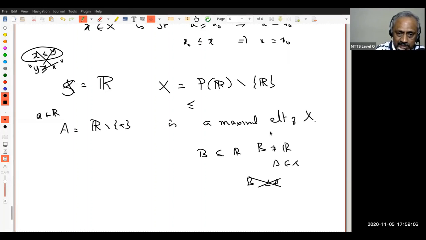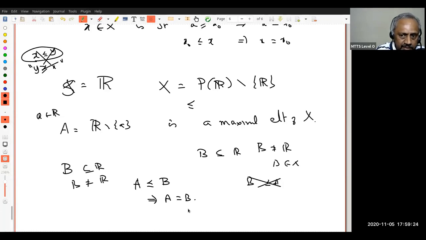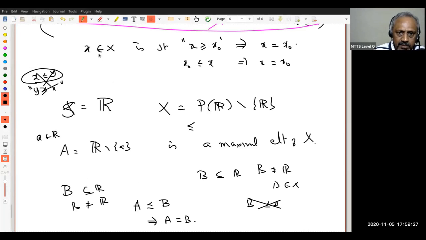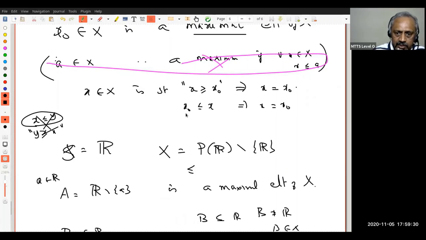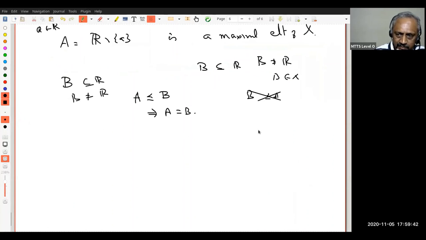It says something else. If A is a maximal element, and there is a B, a subset of R with B not equal to R, and you also tell me that A is less than or equal to B, then A must be equal to B. This is what I want to prove. Let's go back to the definition. When do I say x naught is a maximal element? Suppose you tell me there is an x so that x naught is less than or equal to x, then x must be x naught. If somebody is bigger than x naught, then he must be x naught himself. You follow that? This is what I have to prove.